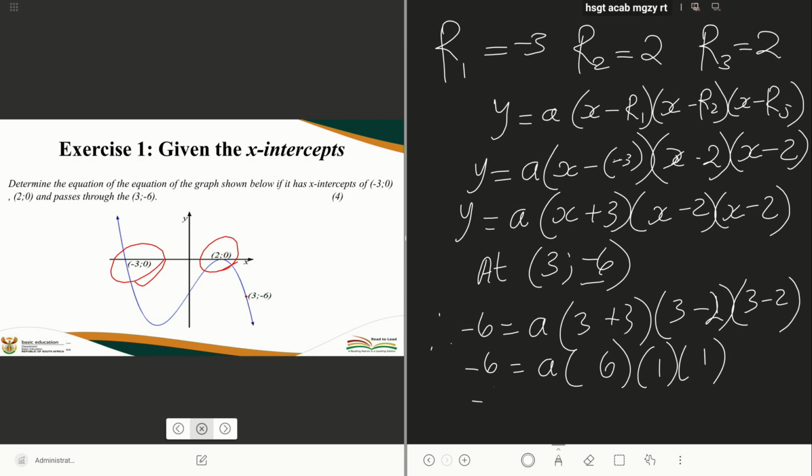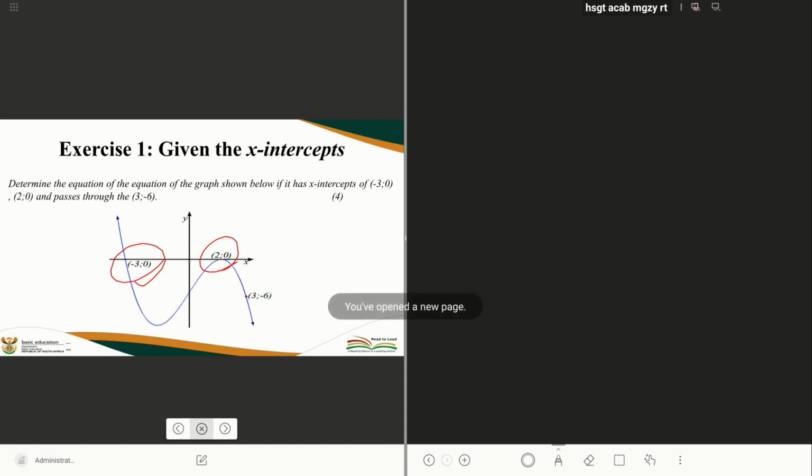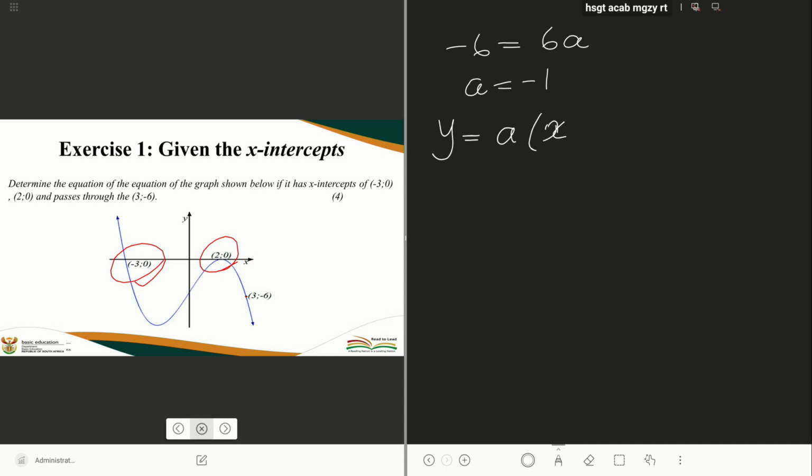So I'm having -6 is equal to 6a. You'll agree with me that the value of a is equal to -1. Yes, it's -1 because the graph goes down, then up, and then down. I go back and substitute where I say y is equal to a(x plus 3)(x minus 2)(x minus 2). Let me just be quick. Here I will put negative 1. y is equal to negative (x plus 3)(x minus 2)(x minus 2).